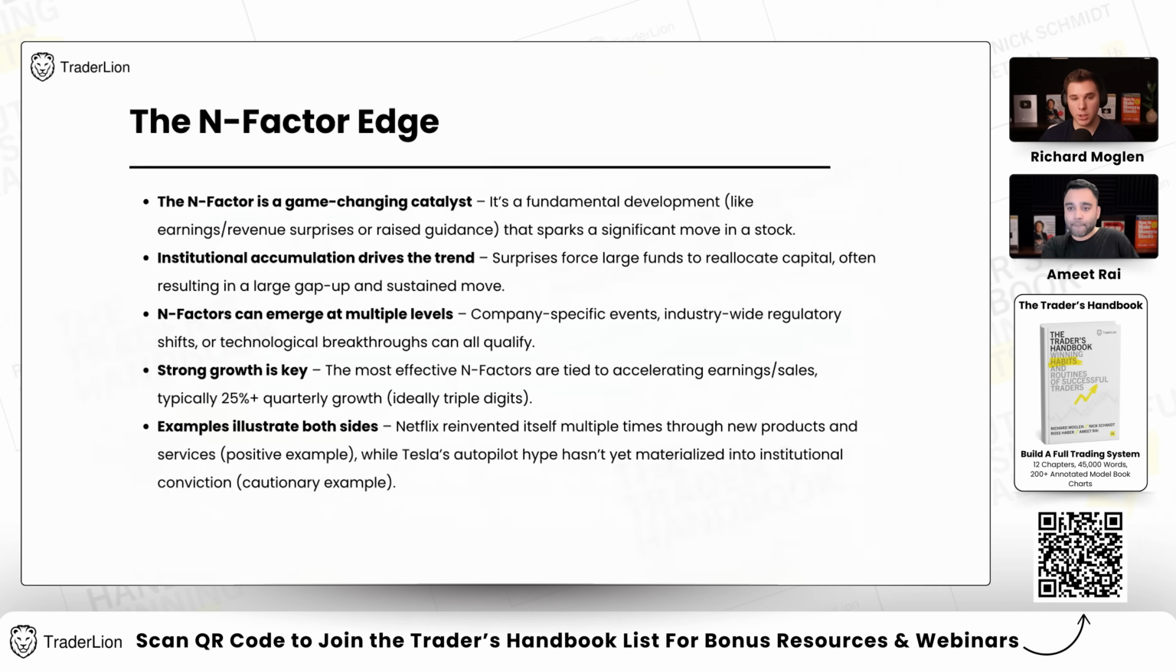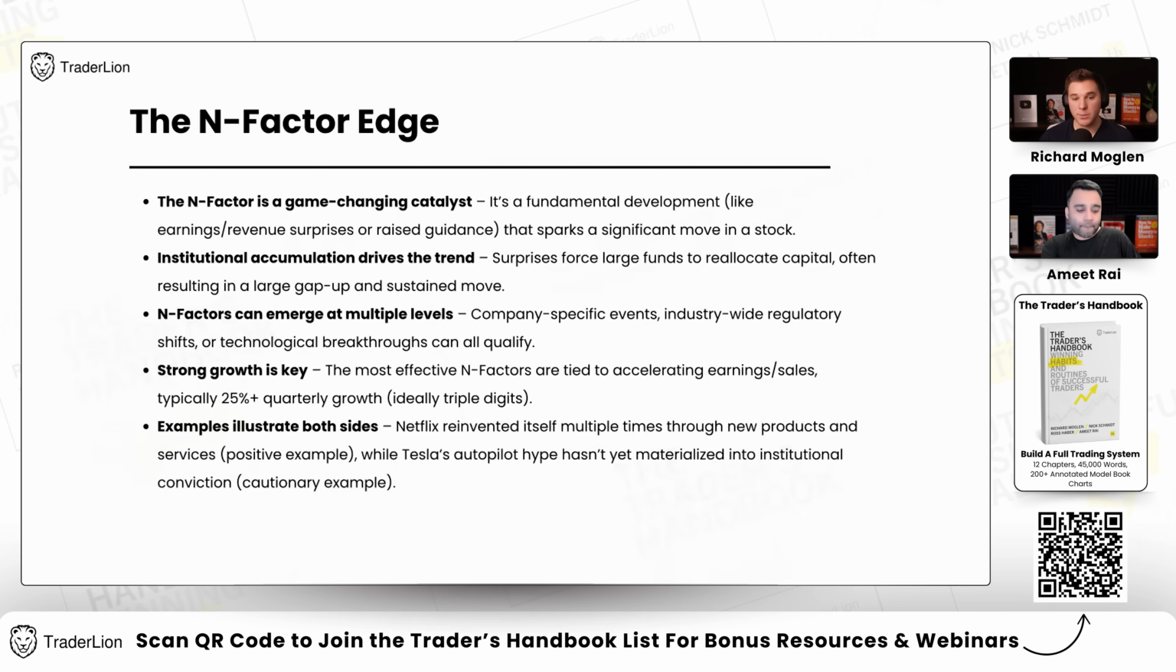And basically, institutional accumulation drives a trend, and surprises force large funds to reallocate capital because their spreadsheets are then valuing a stock differently when it earned 100% earnings growth versus what was expected at 25% growth or even 40% growth. It completely changes how these funds have to operate, and they might have to decide, all right, we need to buy 1 million more shares over the next month now because of our mandates based on what we are as a fund. So that's what creates the accumulation and trends after an N factor edge. N factors can emerge at multiple levels: company-specific events, industry-wide regulatory shifts, technological breakthroughs. These can all qualify.